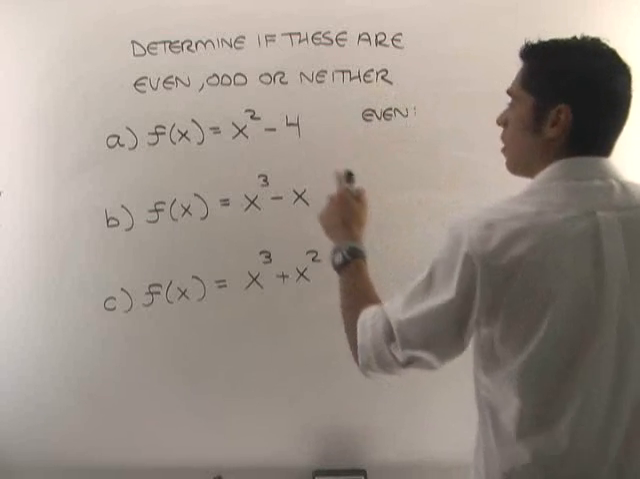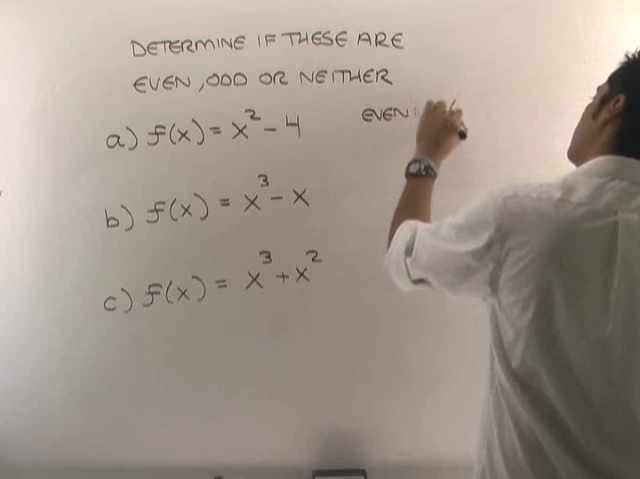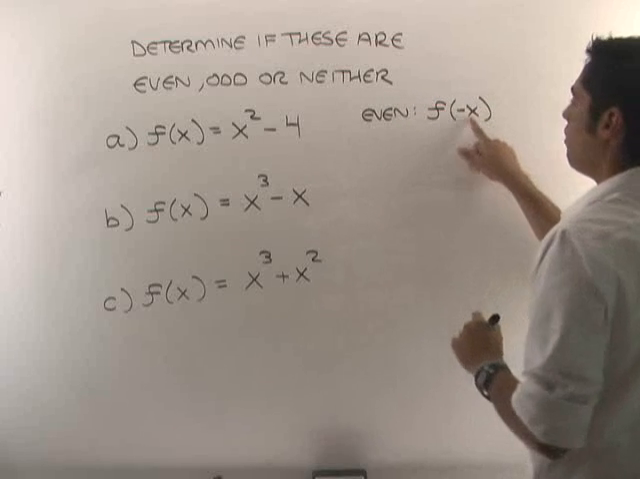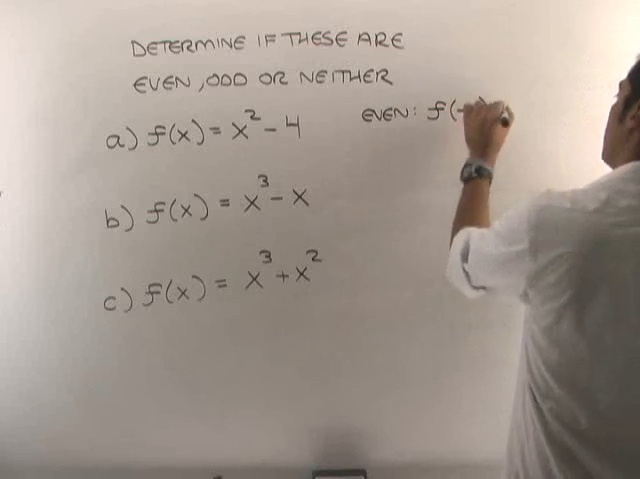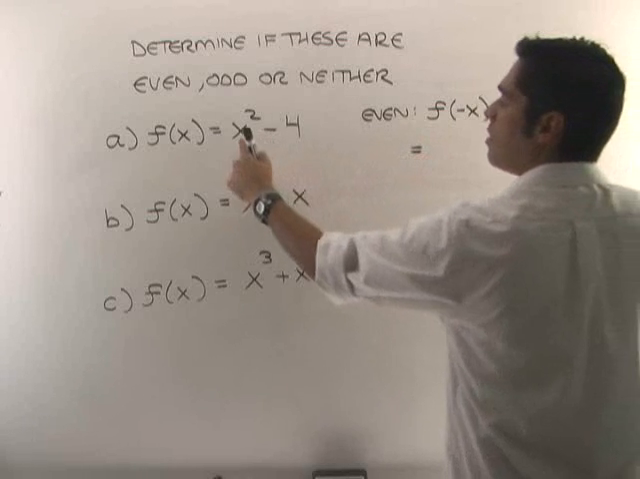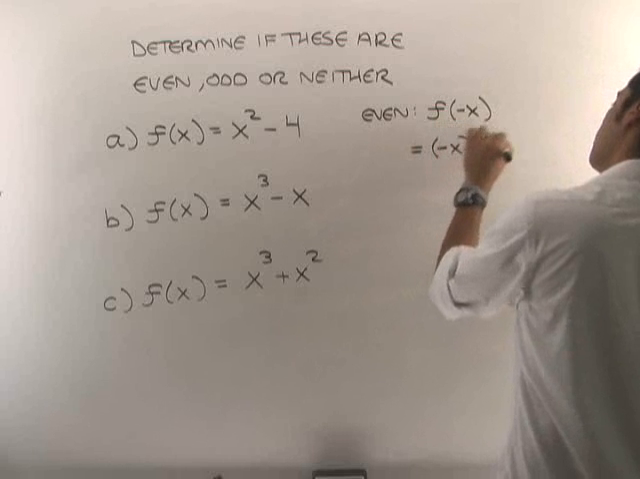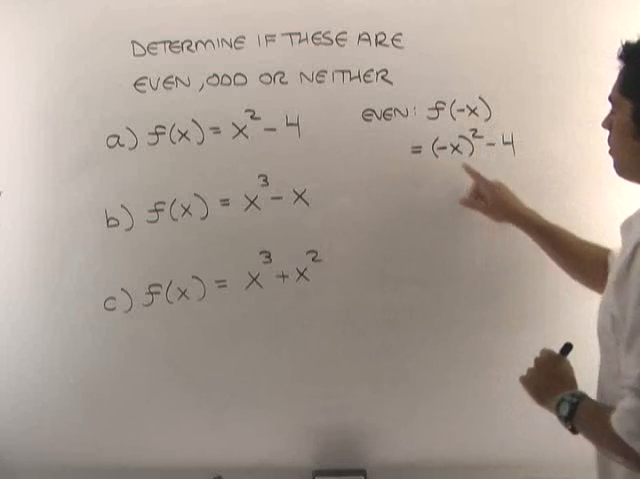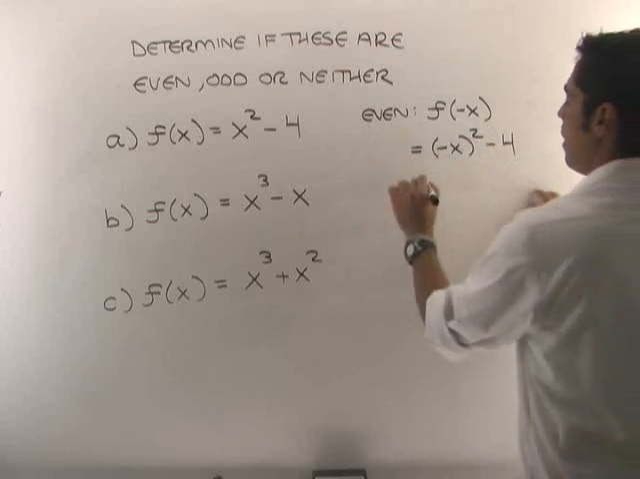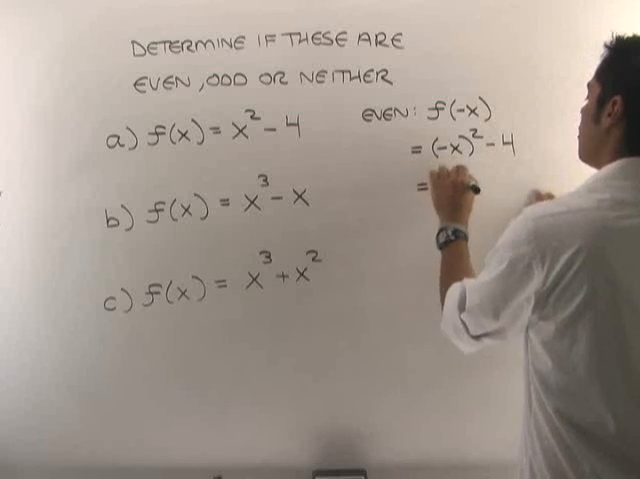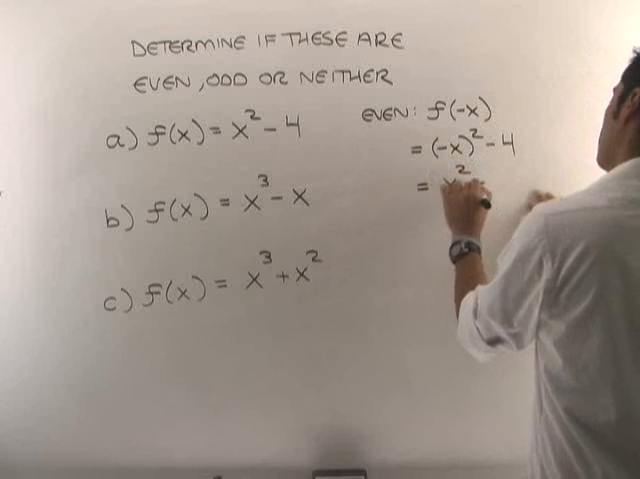What we're going to do is take our function and instead of plugging in x, we're going to plug in negative x and see what we get. So that means we replace this x with negative x. That's negative x, but don't forget we're going to square it and then subtract 4. Remember, if you take a negative number and you square it, it becomes positive automatically. So that's going to become positive x squared minus 4.